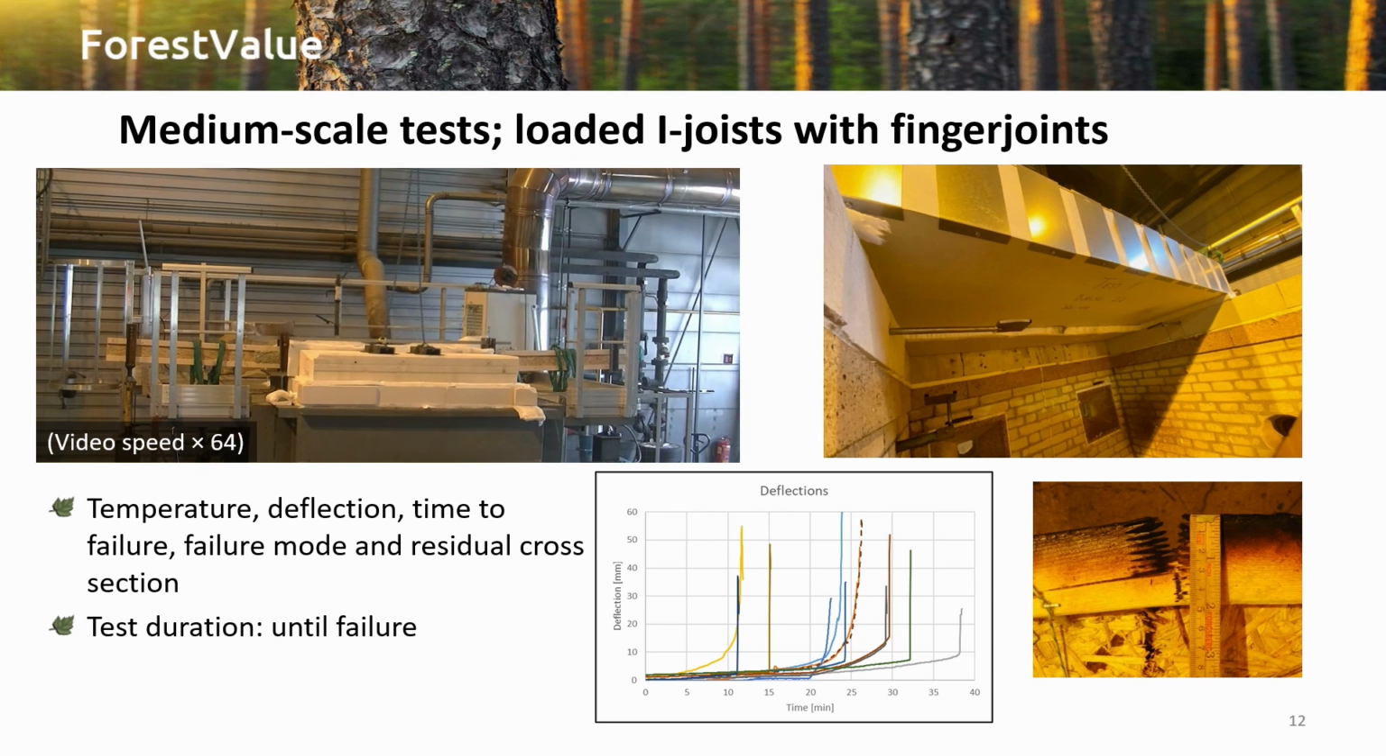We see the finger joints have ruptured or failed together with the wood. And also there's the diagram there just to show where we can measure the deflection to actually see when it's failure. For these tests, we measured temperature and deflection during the test, and after we measured also the failure mode and the residual cross-section.